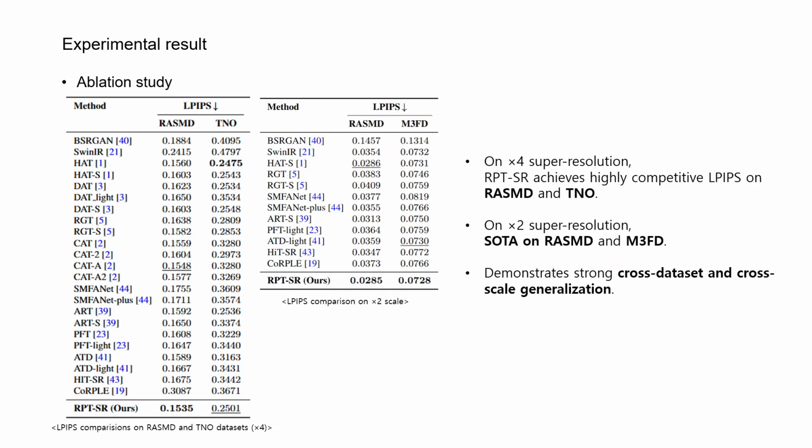Our method also demonstrates strong generalization ability. We tested it on the RASMD, Swire, and TNO datasets. RPT-SR achieved highly competitive results on the 4x scale and even achieved state-of-the-art performance on the 2x scale for RASMD. This proves that our regional prior concept is versatile and works well across different infrared spectra and scaling factors.